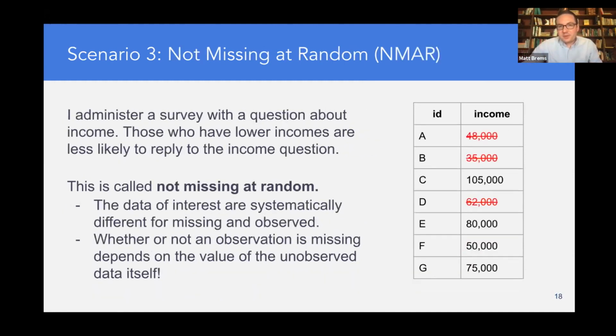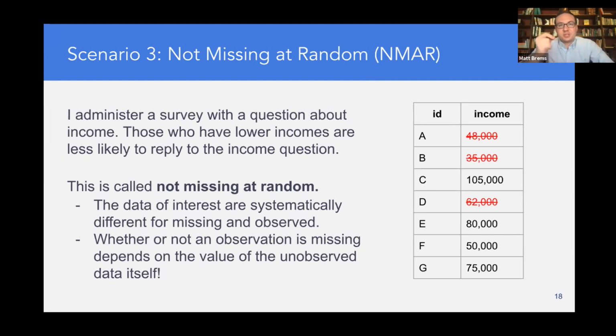The last example here is NMAR, or not missing at random. This is the trickiest kind of missing data to deal with. Remember earlier I was talking about content in a survey. Let's say that I administer a survey with a question about income. Those who have lower incomes are less likely to reply to the income question. We call this not missing at random because data that's missing versus data that's observed are systematically different.